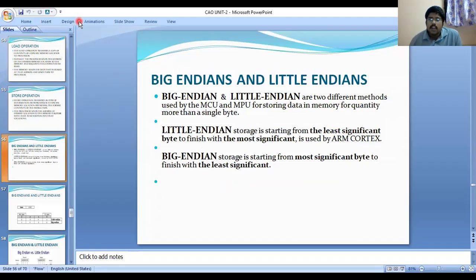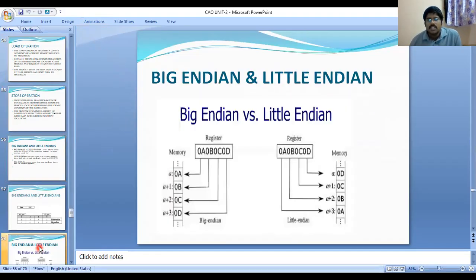What do they mean? Before going to this concept, I will explain with a small example. This is one of the examples for big endians. Before discussing what is meant by big endians, I want to give you one clarity. Here, A plus 1, A plus 2, A plus 3 are there. These are the memory locations. Here also, A plus 1, A plus 2, A plus 3 are there. These are the memory locations. What is the size of each memory location? The size of each memory location is 8-bit.